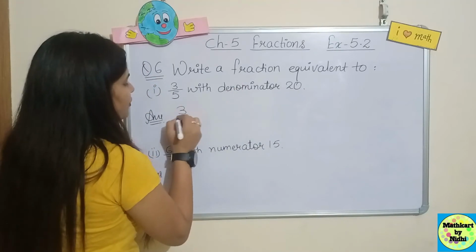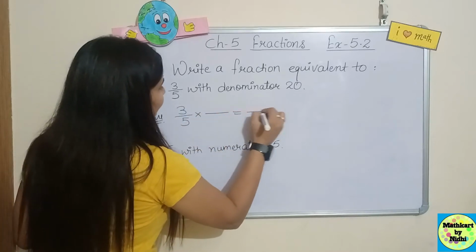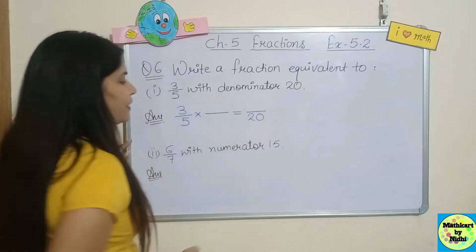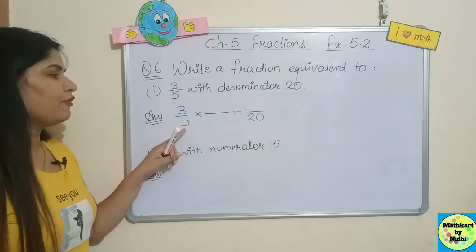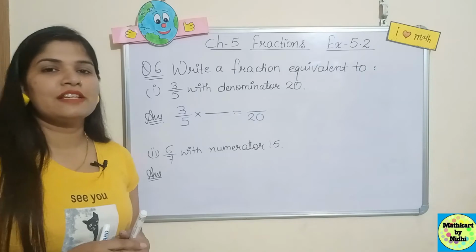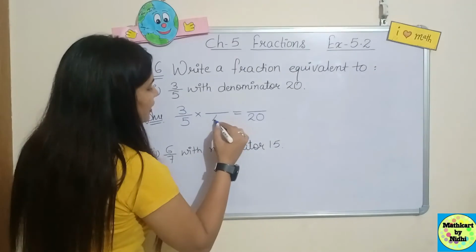So how to write it down? First let us see the format. We'll write it this way, and we have to make the denominator 20. So I'm going to write 20 in the denominator part. Now we need to check in the table of 5, 20 will come at what place? So we'll start with the table of 5. 5 1s are 5, 5 2s are 10, 5 3s are 15 and 5 4s are 20. So we need to write 4 here.